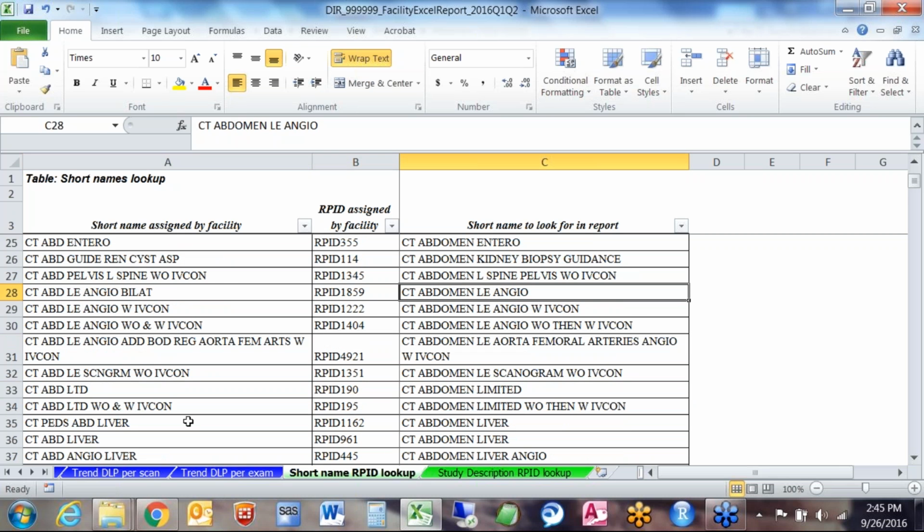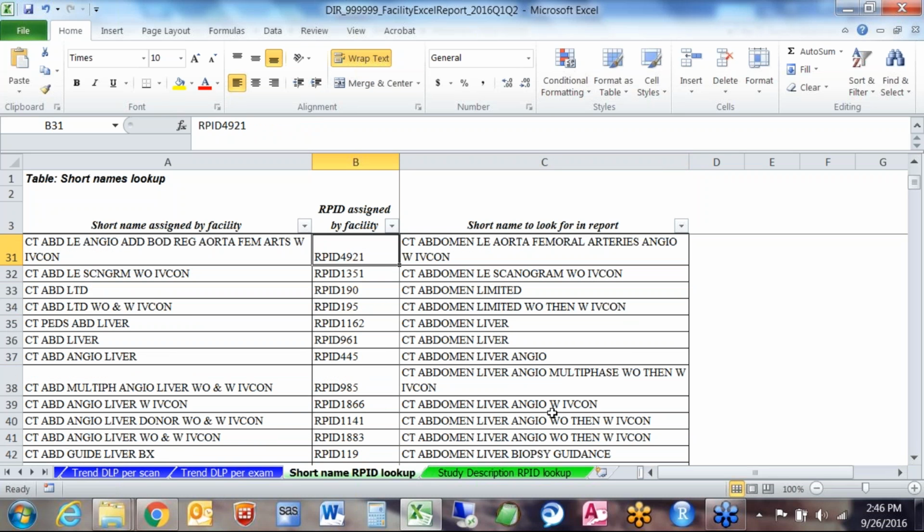So if you can find a short name that is close to what other facilities assigned, or even find any exam from here and see what RPID they assigned it to, it is sometimes very helpful to know what other facilities are mapping into.